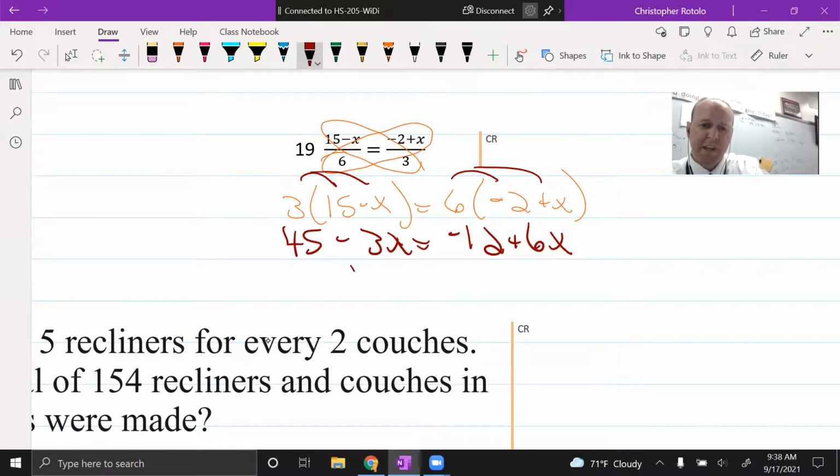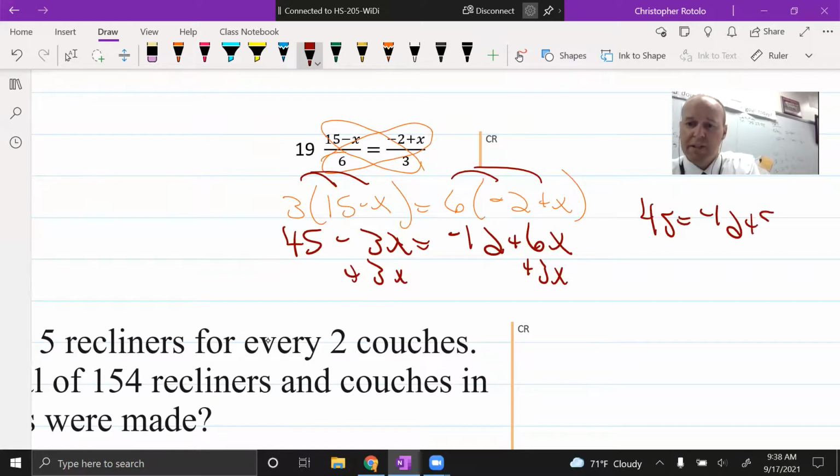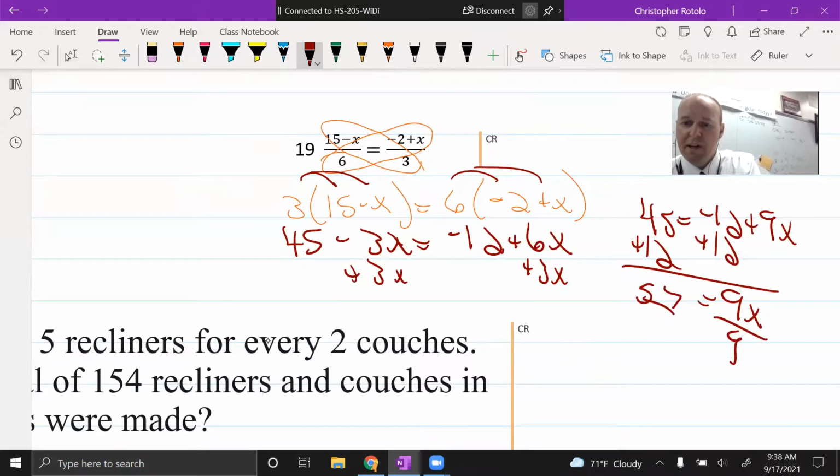I want the x's on one side, so I'm going to add 3x to both sides. So that's going to give me 45 equals negative 12 plus 9x. I'm going to have to add that 12 over. So 9x is now set equal to 57 and divide by 9. All right. So we're in pretty good shape there with what happens here. They reduce, right? 9 by 3, is it going to be better than that? 57 divided by 3 is 19, so 19 over 3.